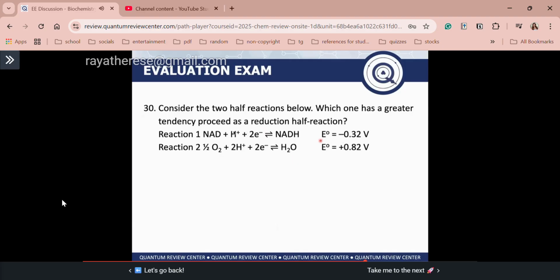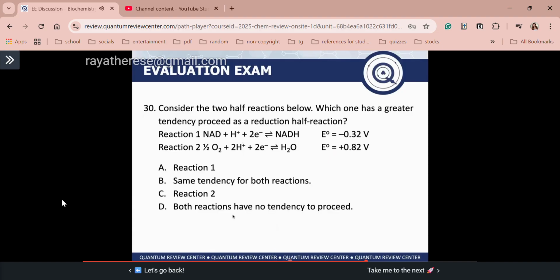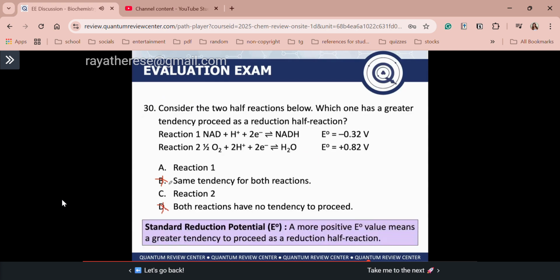Okay, and here are the reduction potentials. For your reaction 1, negative 0.32. For your oxygen electron transfer, 0.82. Class, here are the choices. A, reaction 1, B, same tendency, C, reaction 2, D, both reactions have no tendency to proceed. Class, clearly basing it on your reduction potentials, it's just either reaction 1 or reaction 2. So letter B is actually an incorrect choice, and your letter D. So class, remember from your Anachem, the standard reduction potential, a more positive reduction potential value means a greater tendency to proceed as a reduction half reaction.